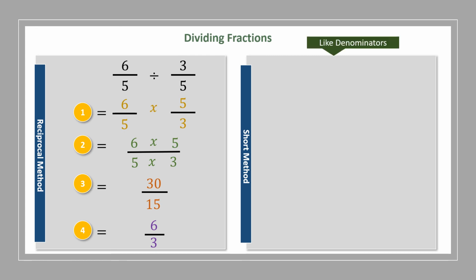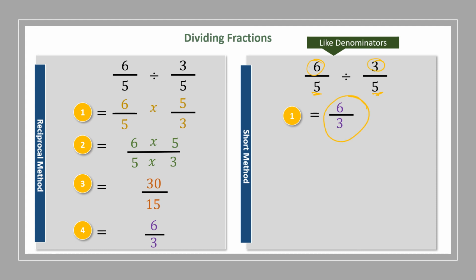Now let's look at the same thing with the short method. Remember, it's only with like denominators that you can use this methodology. So again, we take the same example, 6 over 5 divided by 3 over 5. We know the denominators are the same, so we can use the short method, which is the first numerator over the second numerator. So that's the answer.